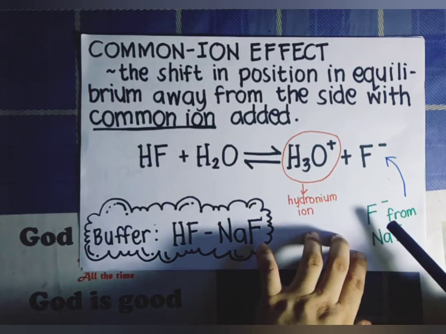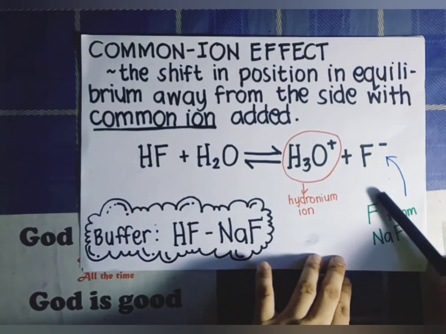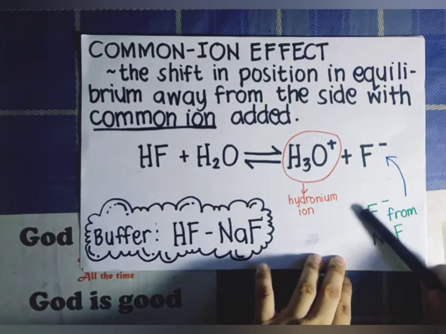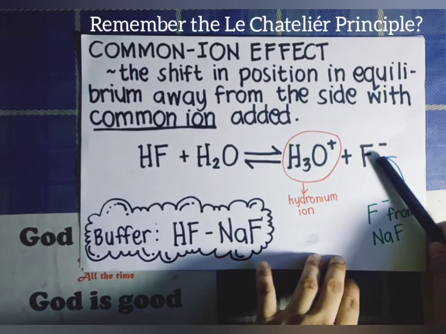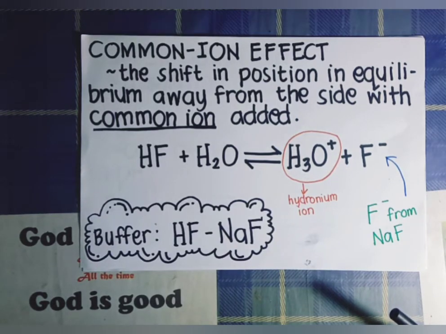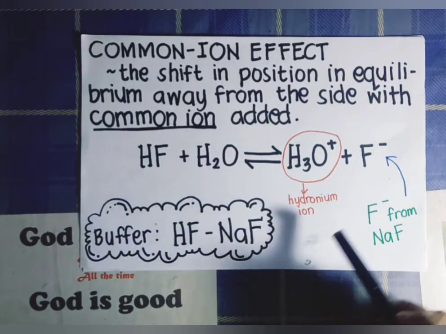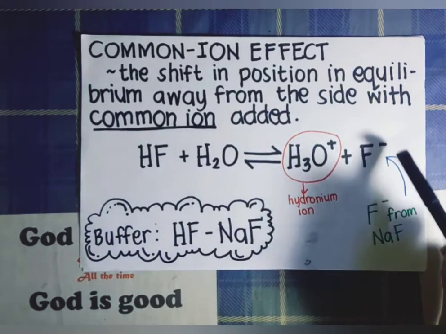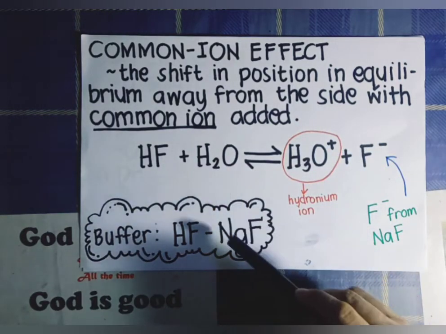Now, if we added sodium fluoride to this equation, of course, there will now be a source of fluoride ion here, and it will increase the stress on this side of the equation. Remember that one of the causes of stress in a chemical reaction is the increase in concentration. So, in this case, we are going to increase the concentration of fluoride ion on this side of the equation using a salt with fluoride, that is sodium fluoride.